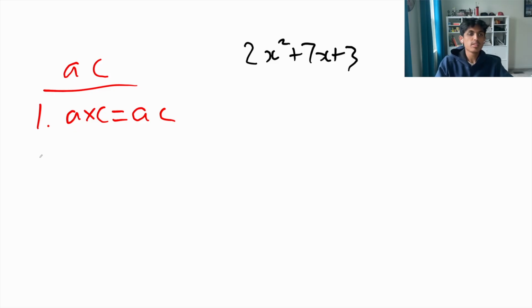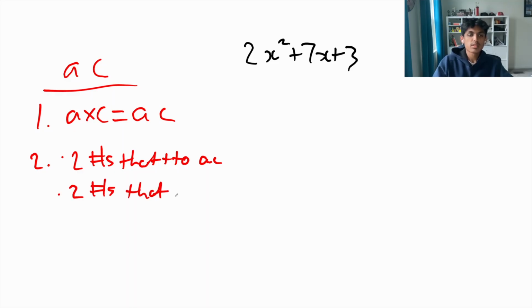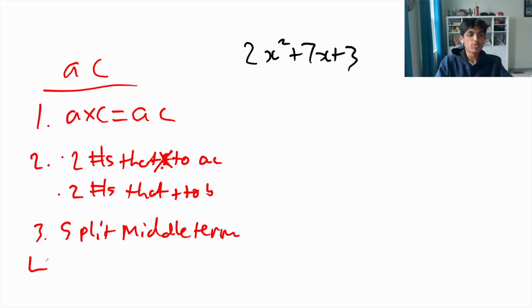First, you would multiply A times C to get AC. Then second, you'll find two numbers that multiply to AC and two numbers that add to B. And then for the third thing, we're going to split up the middle term. And then for the fourth thing, we're just going to factor. Okay, so I'll show you what all of these mean.